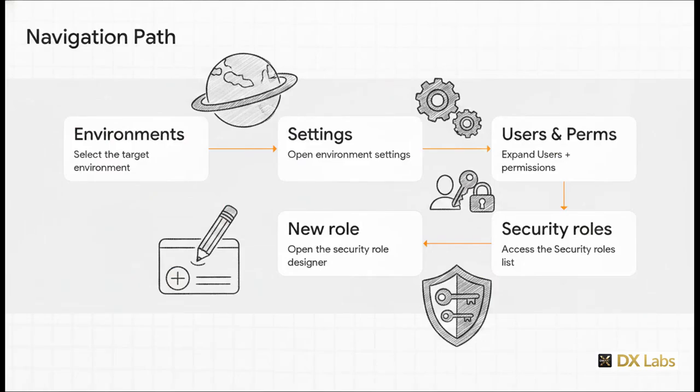So where do we actually go to forge these digital keycards? You can't just wander the digital halls. You have to follow a very specific administrative path. If you're in the Power Platform Admin Center, the sequence is pretty rigid. You go to Environments, select your target environment, hit Settings, expand Users plus Permissions, click on Security Roles, and finally, New Role. Memorizing this exact architectural click path? Yeah, that's fundamental exam logic right there. Make sure you've got it down.